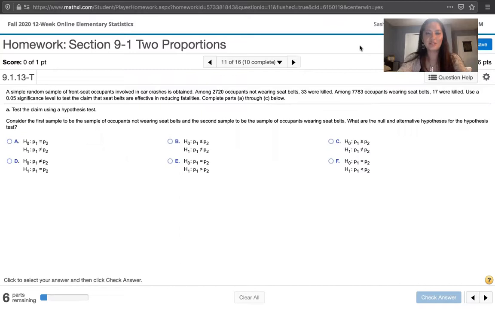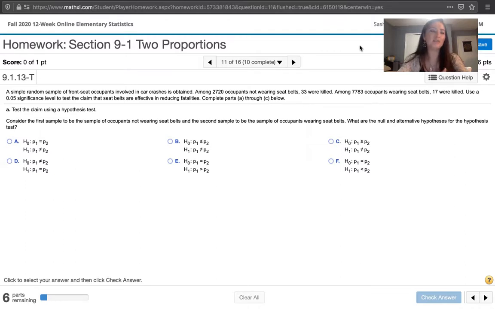Among 2,720 occupants not wearing seatbelts, 33 were killed. Among 7,783 occupants wearing seatbelts, 17 were killed. Use a 0.05 significance level to test the claim that seatbelts are effective in reducing fatalities. Complete parts A through C below.